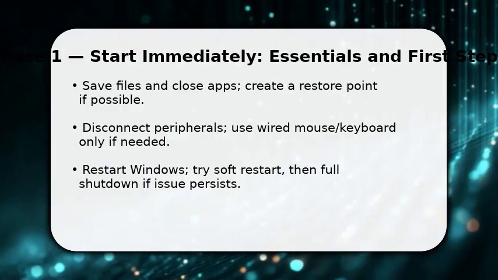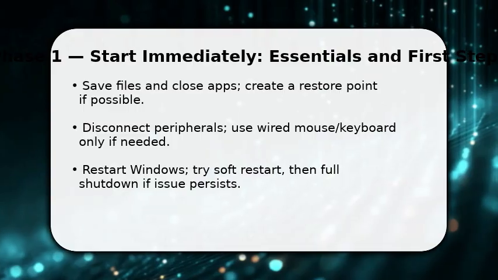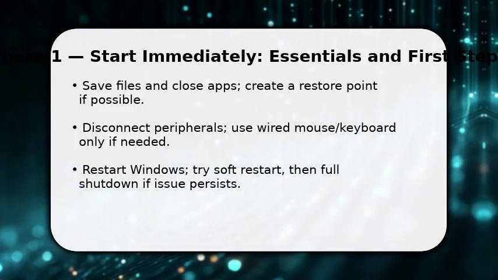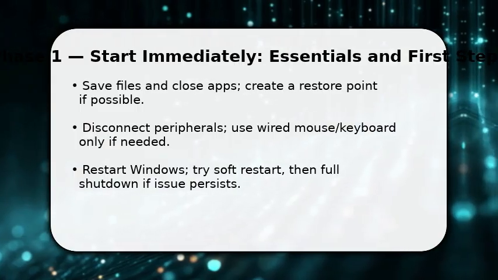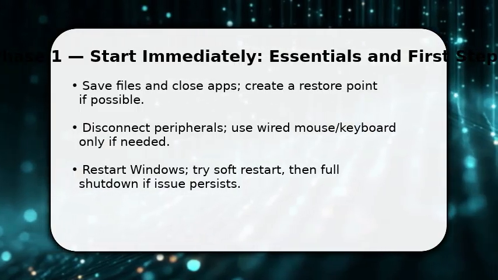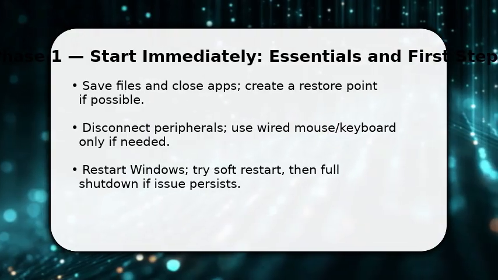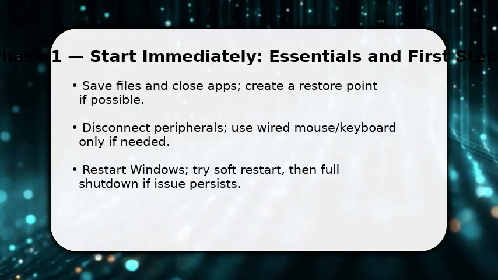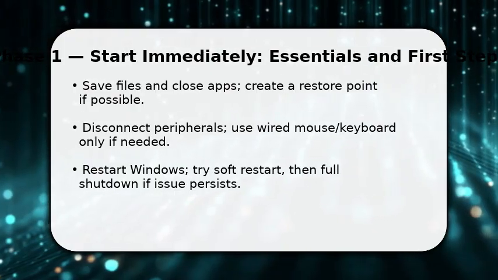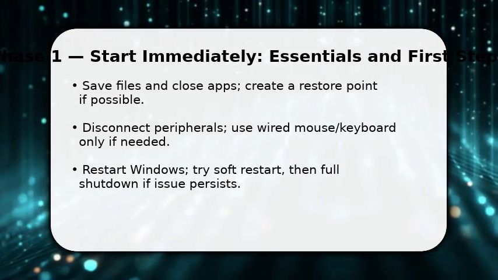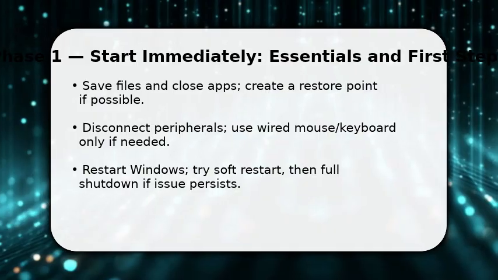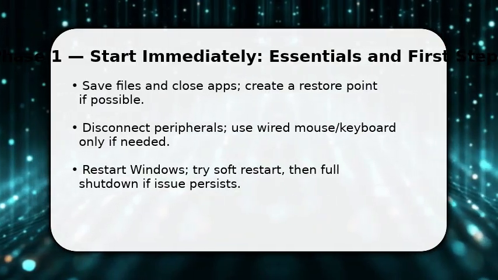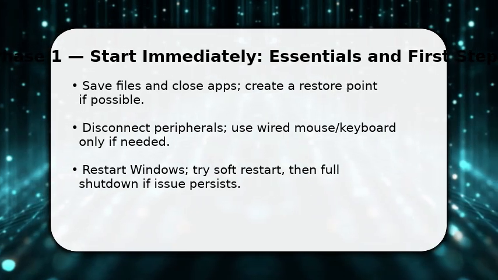You'll begin by preserving your work and minimizing variables. Save files, close apps, and create a restore point so you can roll back changes. Once done, disconnect unnecessary peripherals to rule out hardware interrupts and plug in a wired mouse or keyboard if you need them. Now perform a soft restart. If the start menu still fails, do a full shutdown and power cycle. These steps reduce transient faults and ensure later actions target system services rather than open programs.